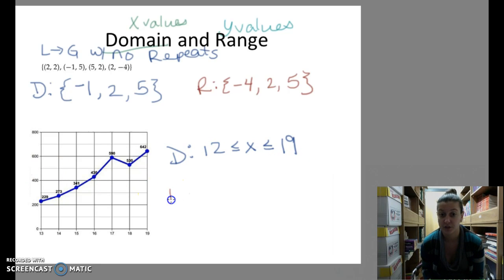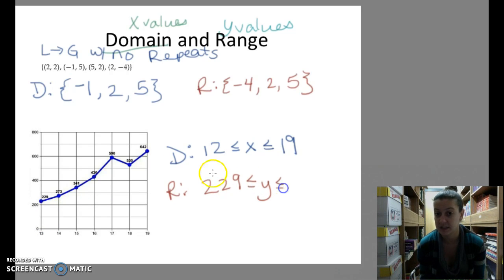Now the range is, again, the y's. The lowest value of y that it looks like it gets to is 229. It's less than or equal to y, which is less than or equal to 642.